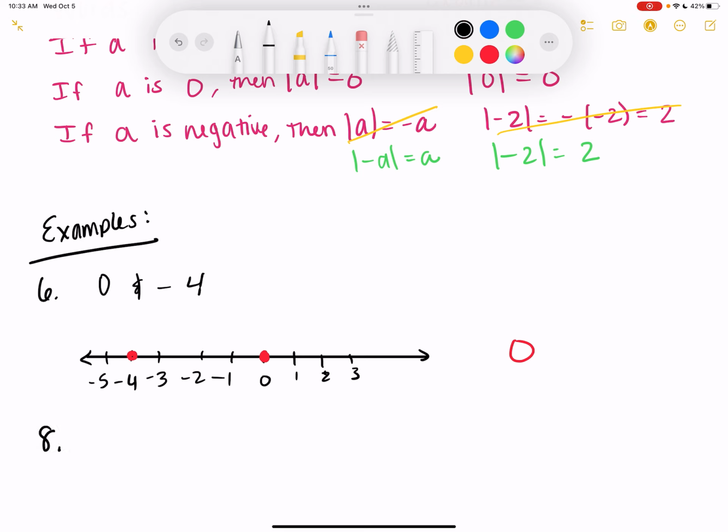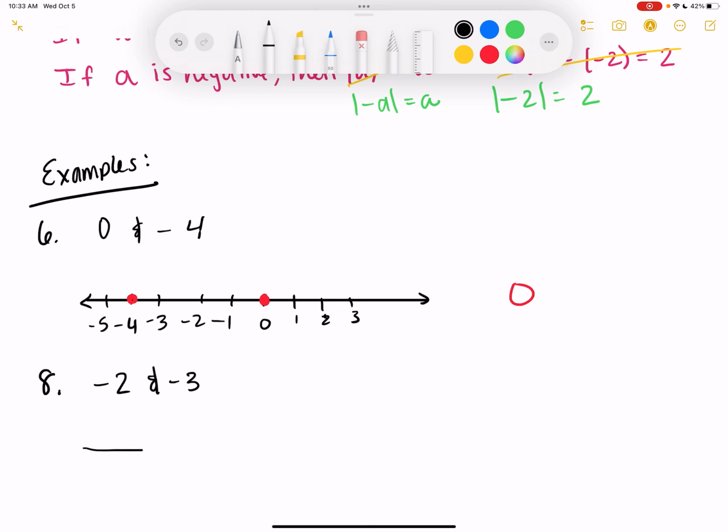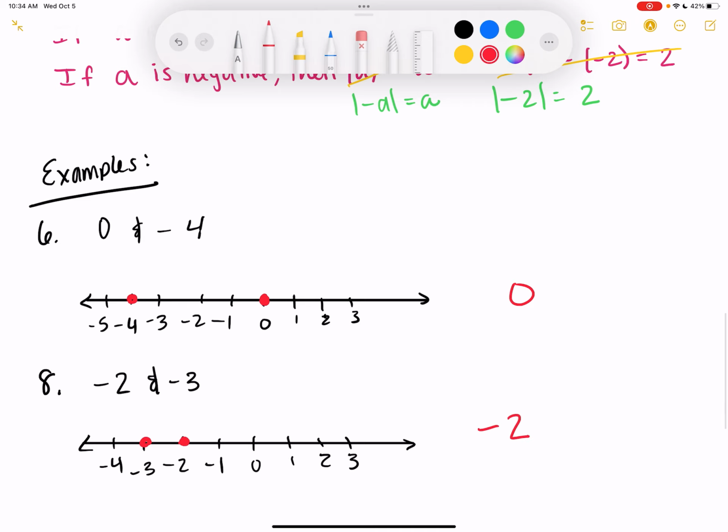Number 8. -2 and -3. And you don't necessarily have to put a ton of numbers on your number line. You could just go out to like a couple on each side just to make it look pretty, I guess. So we have -2 and -3 on here, so we just put a point at each one. And which one's going to be the bigger one in this case? -2. Yep, -2. Always the one farthest to the right.